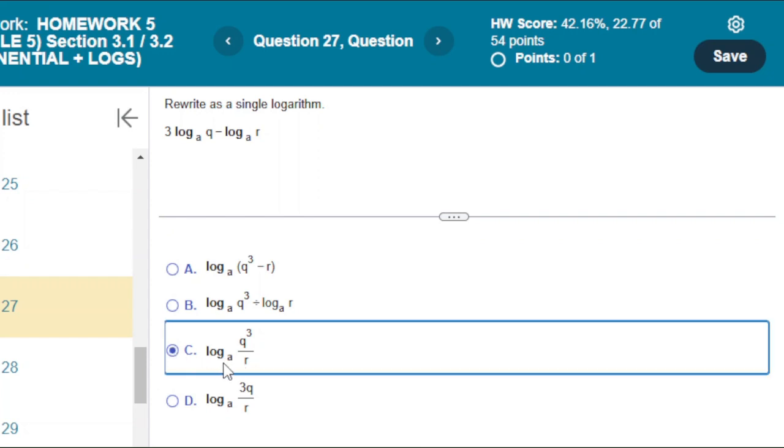So it's this one right here, log base a of q cubed over r. I know you could just guess on these things and keep guessing until you get it correct, but make sure you really understand these problems before moving on any further.